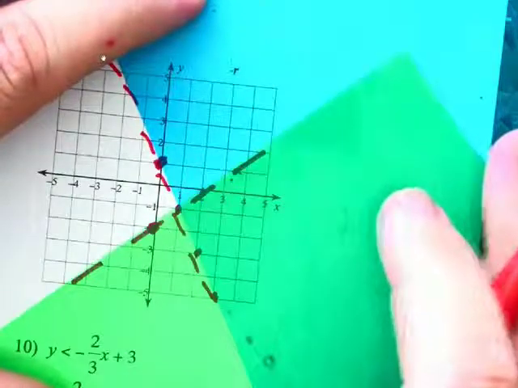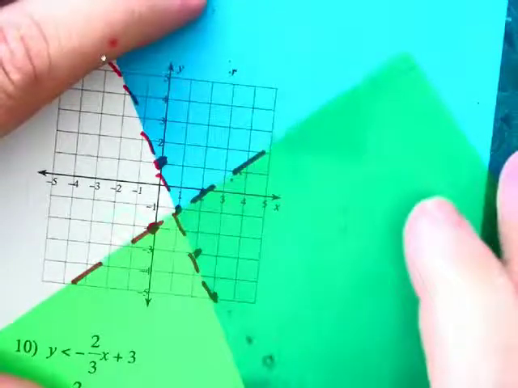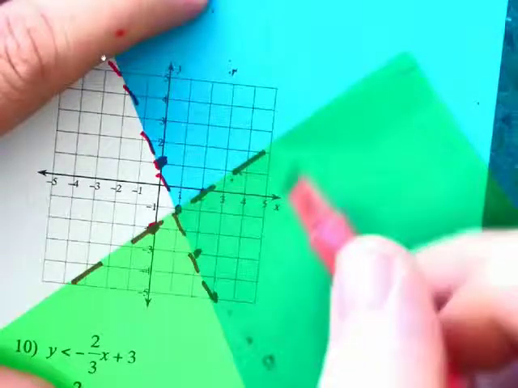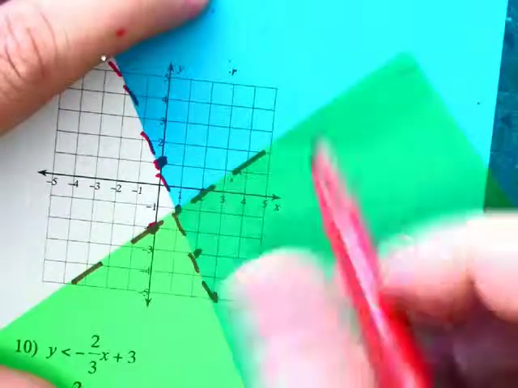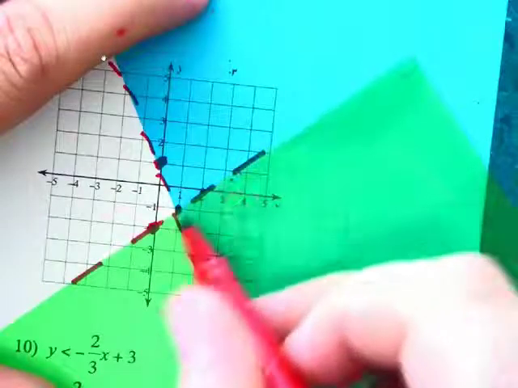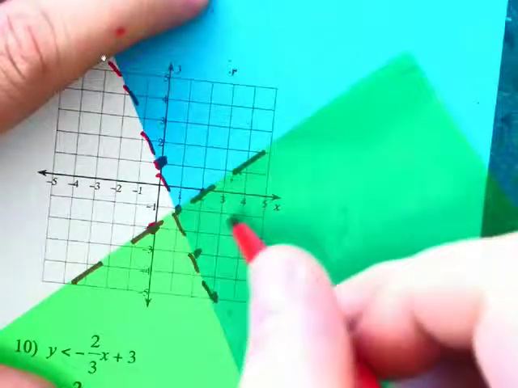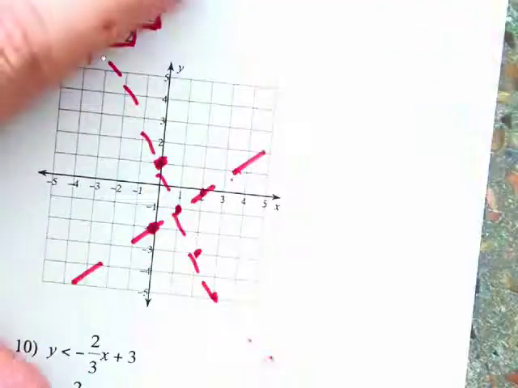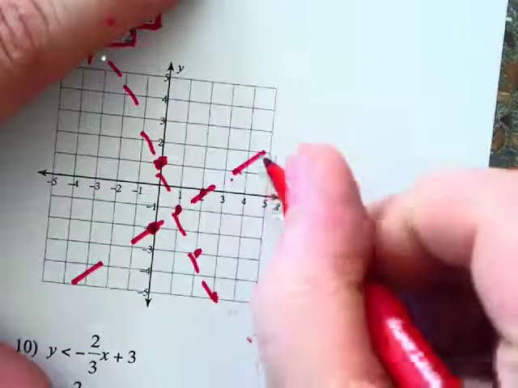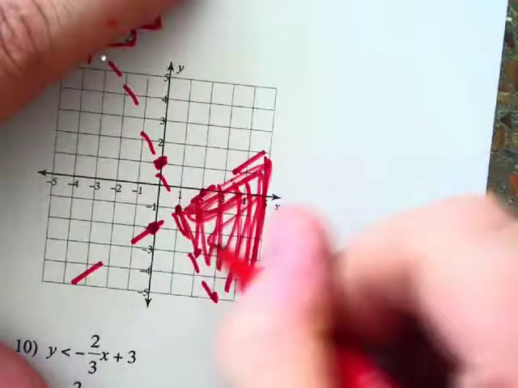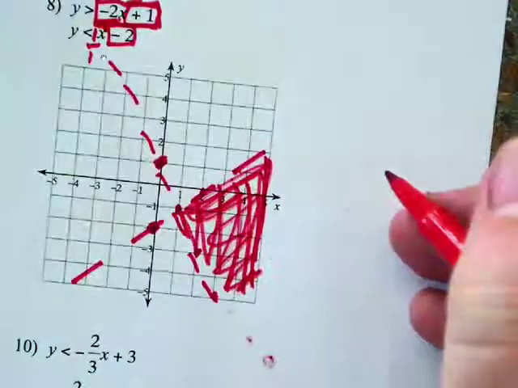Okay, so that leaves us with both of those lines, and we need to find an answer that fits both of the inequalities at the same time. And to get that, you find right here the two colors overlap. So that's the part that we're going to shade in. Right there. And that's the answer for number 8.